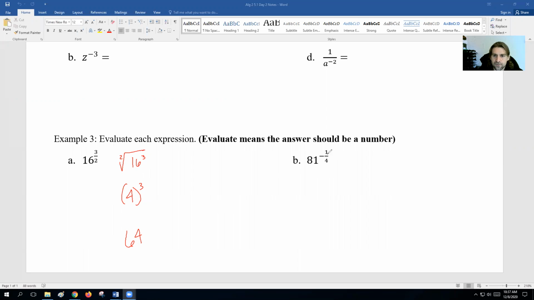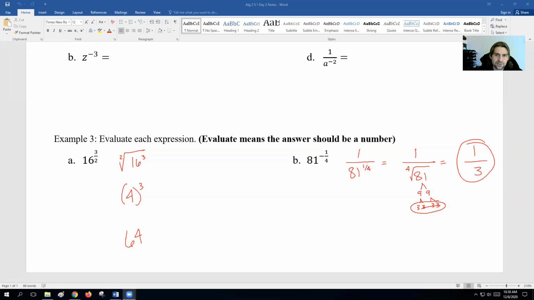All right, what about 81 to the negative 1/4 power? Well, if it's negative, this is 1 over 81 to the 1/4 power. And the 1/4 power makes us the fourth root of 81 to the first power. So all we need to do here is figure out the fourth root of 81. Well, that's 9 times 9, that's 3 times 3 and 3 times 3. So for the fourth root, we need 4 of them. So we simplify down to 3. So 1 over 3 is the final answer.